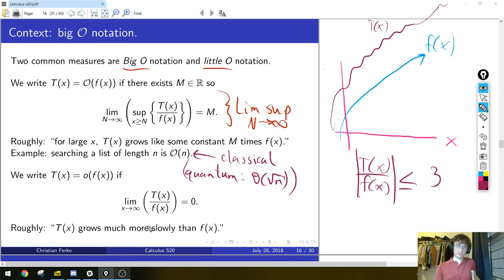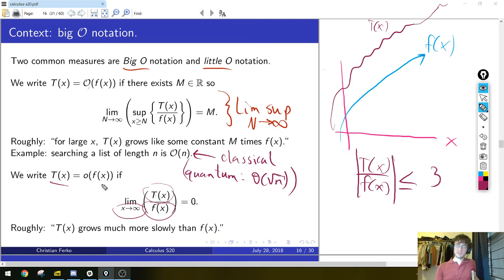Small o is a stronger bound. We say the function is small o, little o, of f if the limit as the input goes to infinity of your time function divided by f goes to 0. That's very different. It's not a constant. It goes to 0. This is saying as you get a large input, t of x gets much smaller than f of x. So this ratio goes to 0.